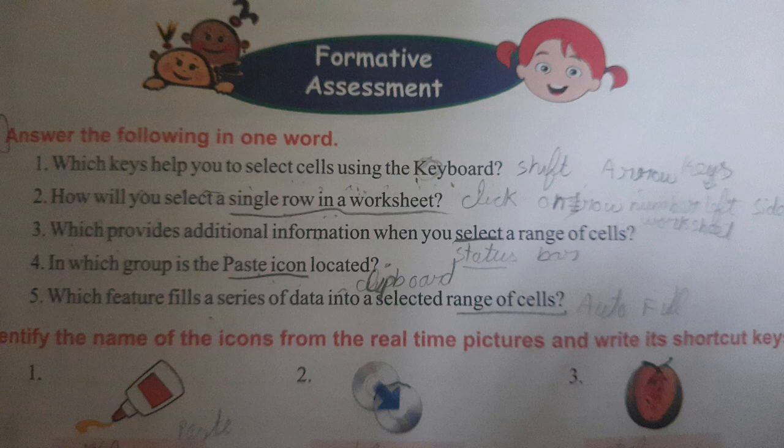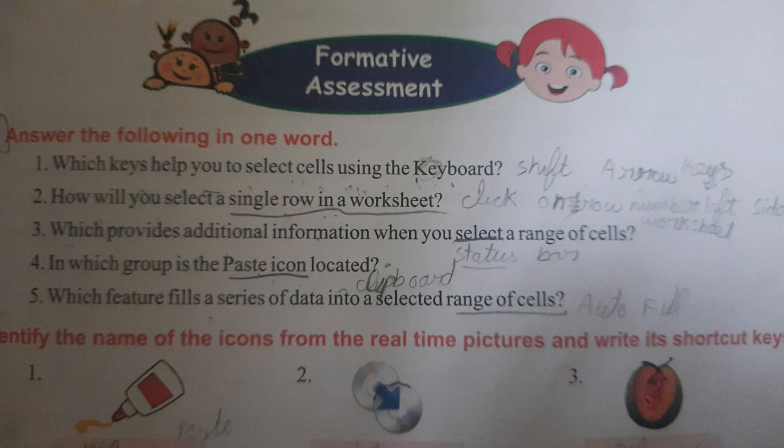Second one, how will you select a single row in a worksheet? Very simple question. Just click the mouse on the row, for example you can select row number 2 with your mouse. Okay, the answer for this question is click on the row number on the left side of the worksheet. Okay, it will be selected.